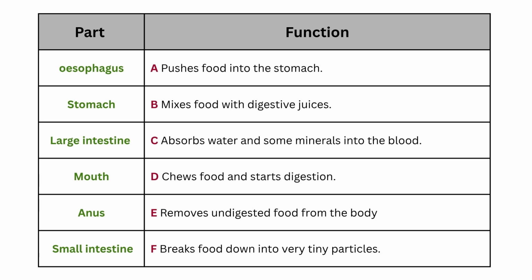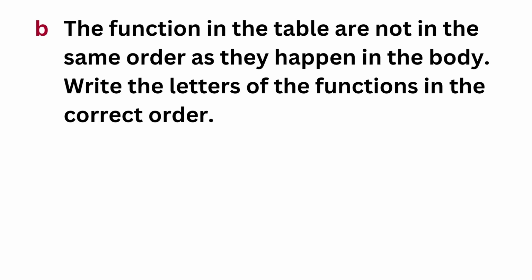D. Chews food and starts digestion is mouth. E. Removes and digests food from the body is anus. F. Breaks food down into very tiny particles is small intestine. Question B. The functions in the table are not in the same order as they happen in the body. Write the letters of the functions in the correct order.